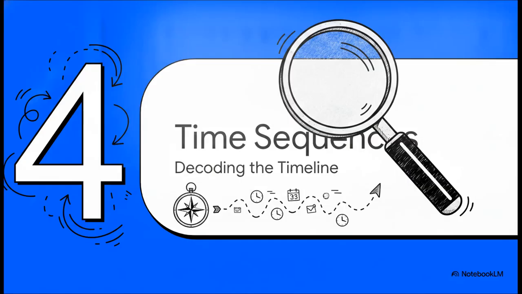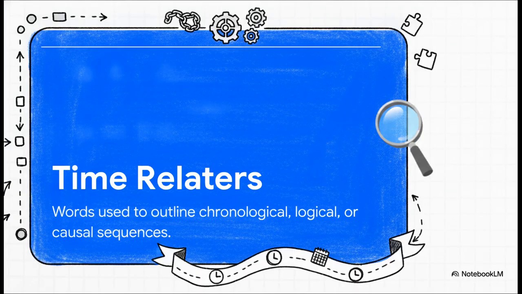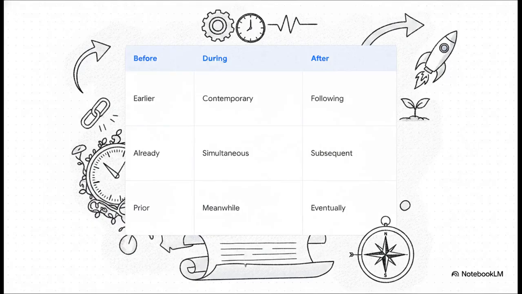Next up is Section 4, Decoding Time Sequences. So, now that we can effectively spot facts and opinions, we need to understand exactly how they're organized. Events don't just happen in a vacuum. Time relators are essentially the vital textual glue that holds a sequence of events together. Whether you're mapping out some complex project or just recounting history, we can categorize these little clues pretty easily.